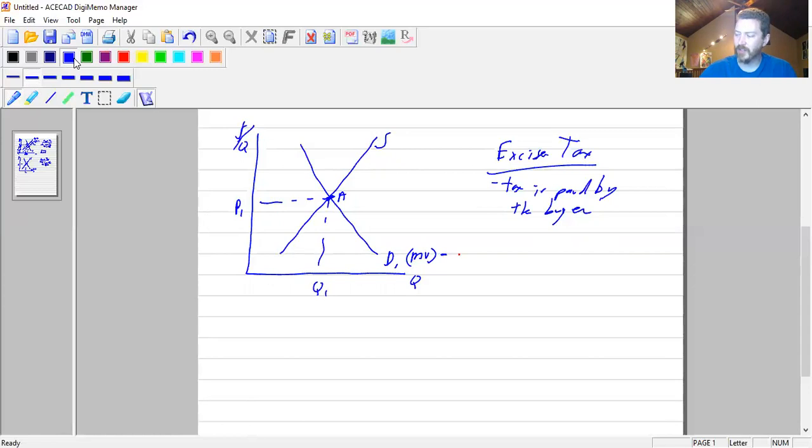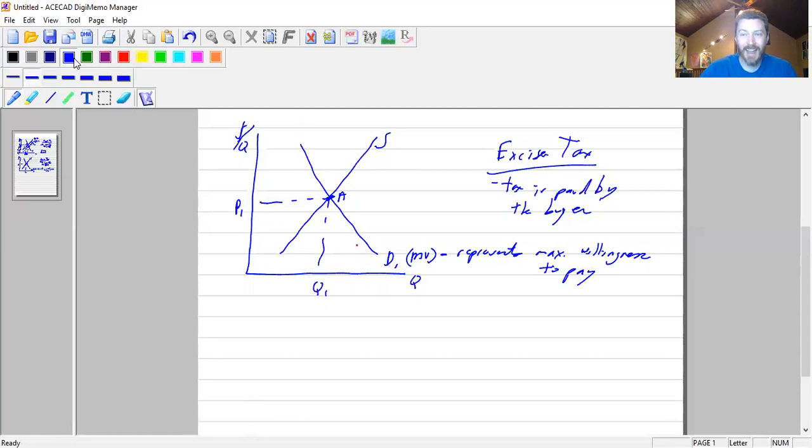It also represents maximum willingness to pay. Demand represents marginal value. Demand also represents maximum willingness to pay. Same idea, and it makes sense. It's logical. So if this demand curve reflects the maximum amount that consumers are going to be willing to pay, then that's it, period. Nothing else to it.